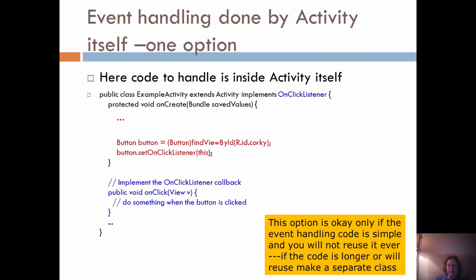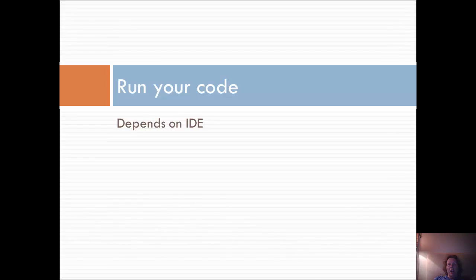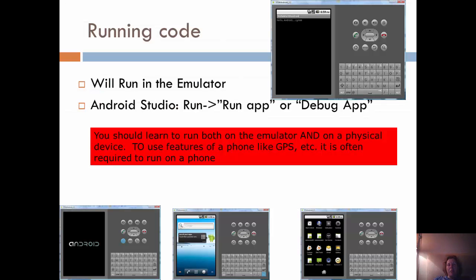So I'm going to skip over this event handling. We'll come back to that. How do you run your code? Well, there's two ways for us. We can run it on the emulator, and that's fine for our simple exercises, although depending on your computer, it can be slow. And if you have a really old computer or a not very good computer in terms of CPU and memory, it can be very slow. So sometimes running it on a device is much nicer.